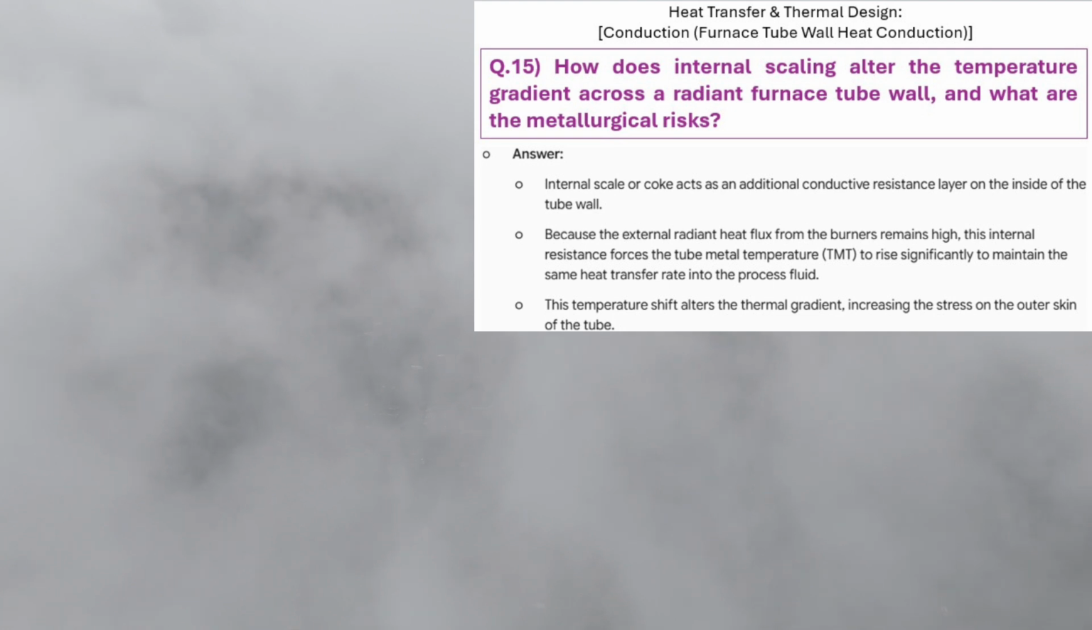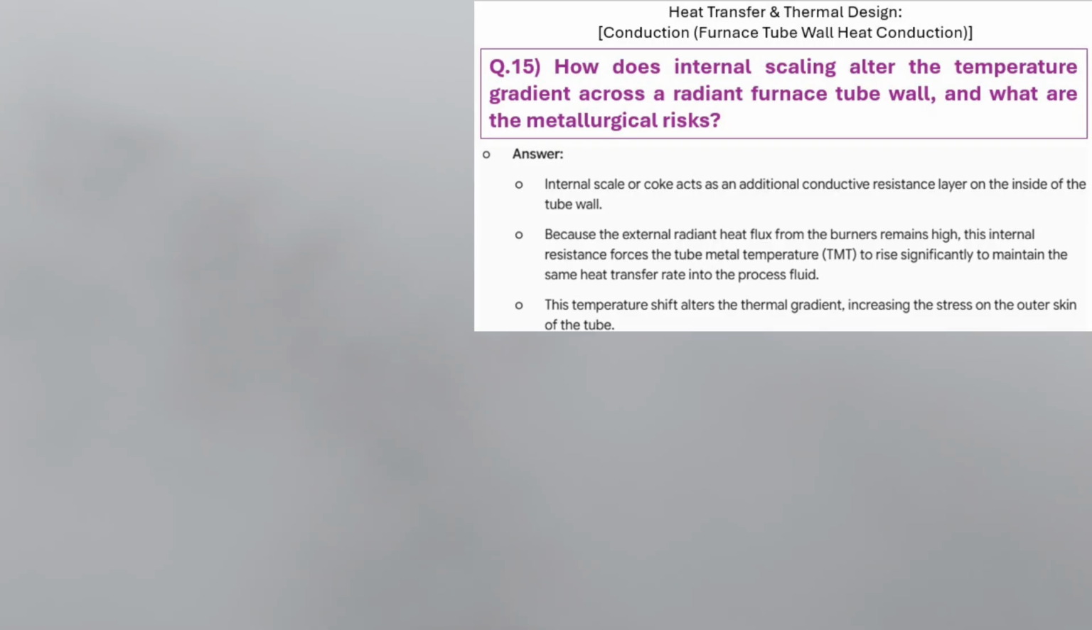Precisely. Because external radiant heat flux from the burners remains intensely high, the thermal energy cannot penetrate the coke into the process fluid efficiently. So the heat physically builds up within the metallic lattice of the tube wall. Yes. Forcing the TMT to rise sharply and dangerously just to maintain the exact same heat transfer rate into the process fluid. Explain the precise metallurgical risk of that temperature shift to the panel.